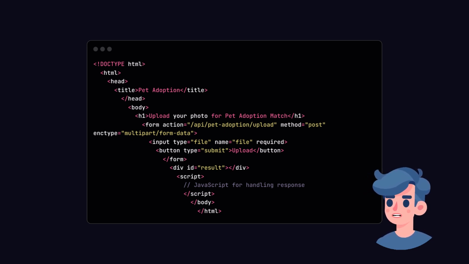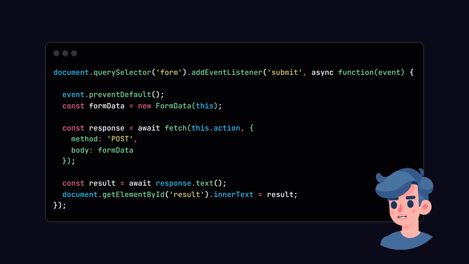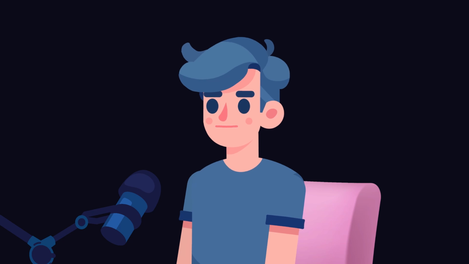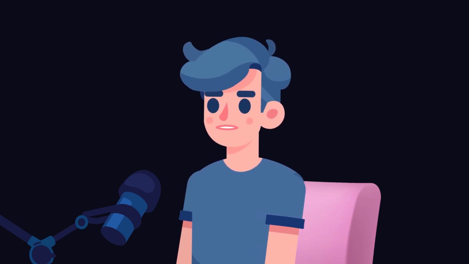We will create an HTML form that allows users to upload their photo. This HTML form allows users to submit their images. Next, we'll handle the response from our REST endpoint in JavaScript. In this JavaScript code, we prevent the default form submission and use the Fetch API to send the data asynchronously to our Spring Boot backend.